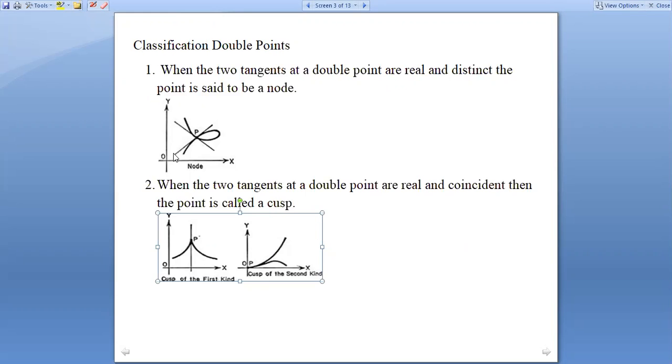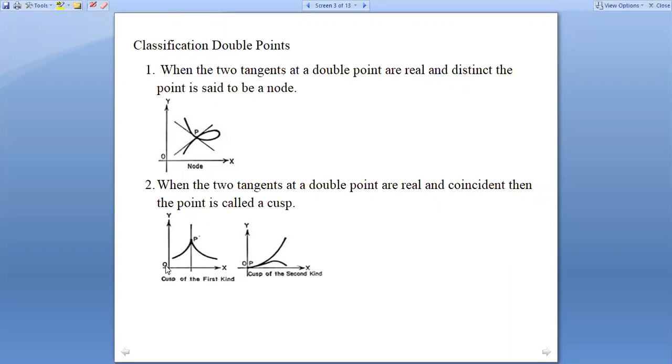There are three types of double points. The classification is: when the two tangents at a double point are real and distinct, the point is said to be a node. So at this point, you have two tangents which are real and distinct, and that is called a node. When the two tangents at a double point are real and coincident, that is, at this point there are two curves, but both have the same tangent, that kind of point is called a cusp.